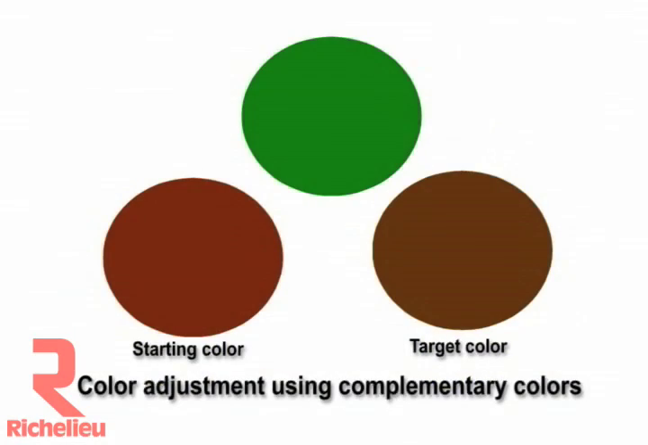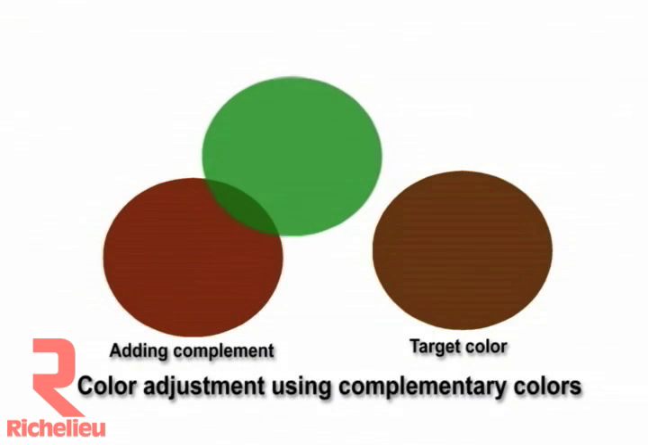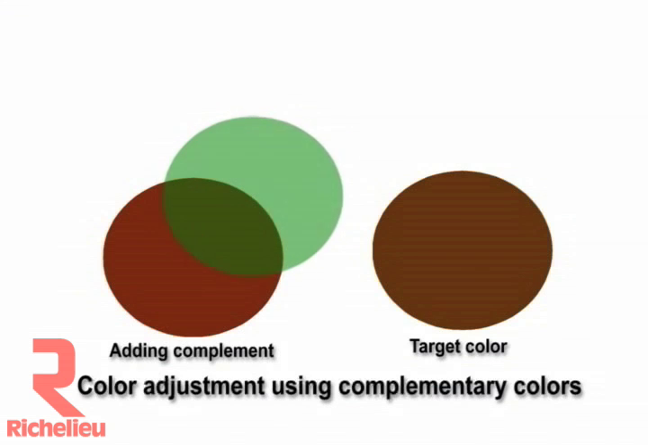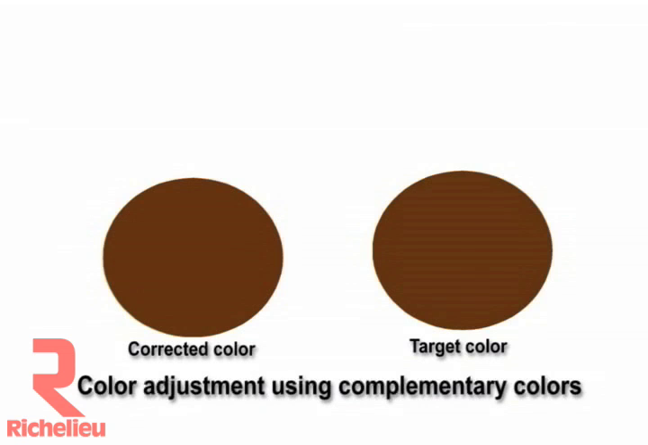Let's take an example. The mixed color is redder than the target color. In order to make the mixed color less red, or in other words to neutralize some of the red, we'll add the complementary color of red, which is green, or one could say blue and yellow. Notice that the red was diminished by the green and that the colors now match.